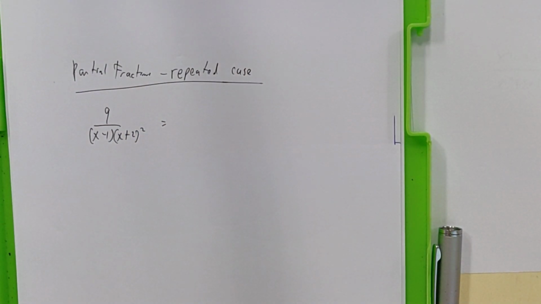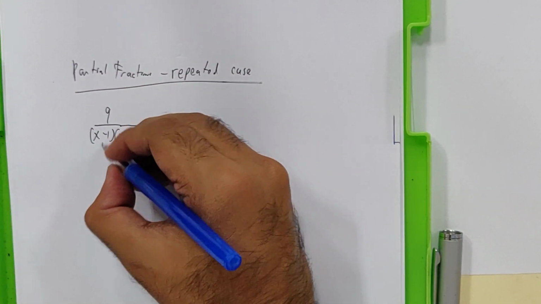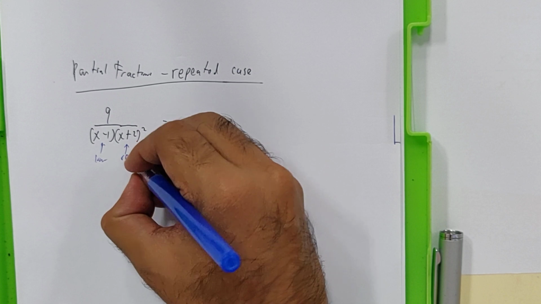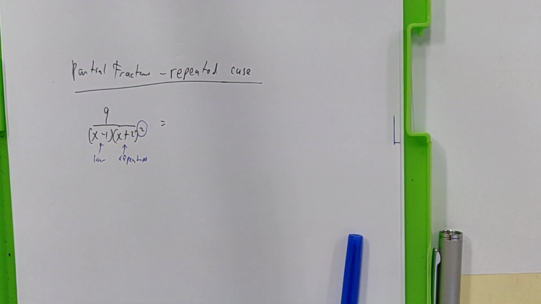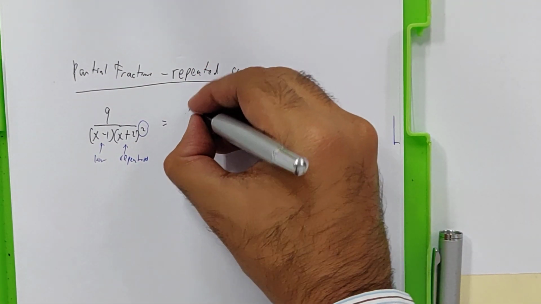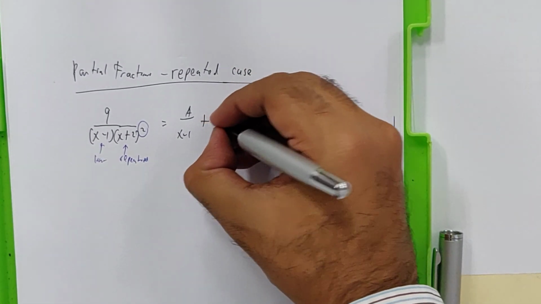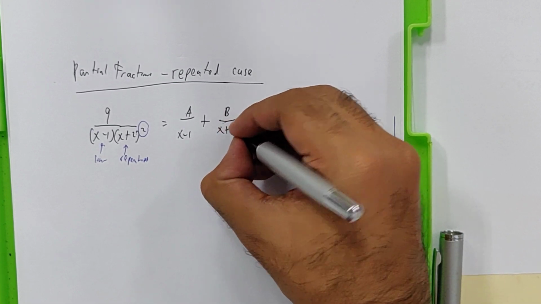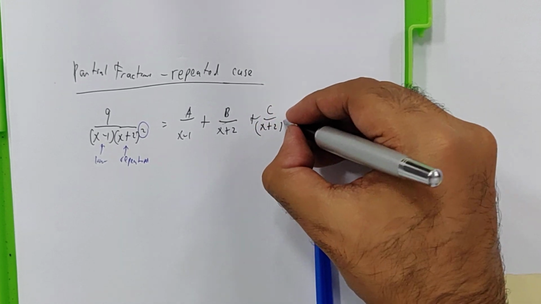So what do you get? How do you split it? This one is what? Linear. This one is? What do you call it? Repeated, because they're squared over there. So what will we get? A over x minus 1, that's for linear. What about the repeated, class? B over x plus 2 plus C over x plus 2 squared.